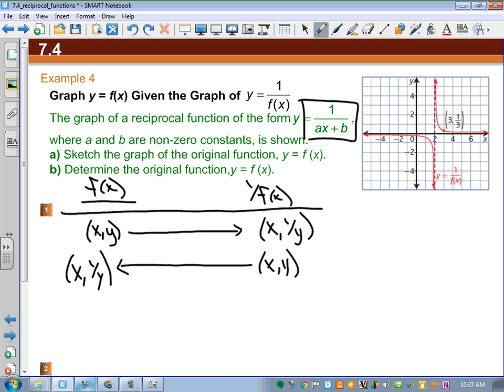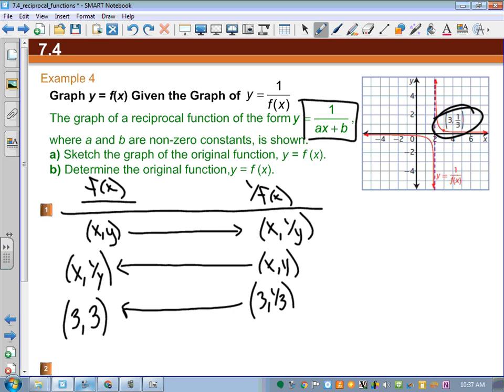And the point that I'm going to grab first is 3 comma 1/3. That was a given point to us on the reciprocal, so we can identify that originally on the original function, this was 3 comma, the reciprocal of 1/3 is 3. Now, we're kind of halfway there. We know that 3 comma 3 is on my original function. What I need to do next is try to find out another point, or several other points if it's possible.